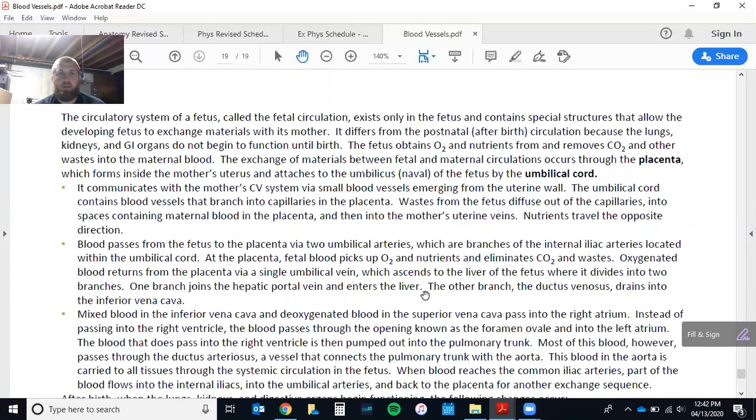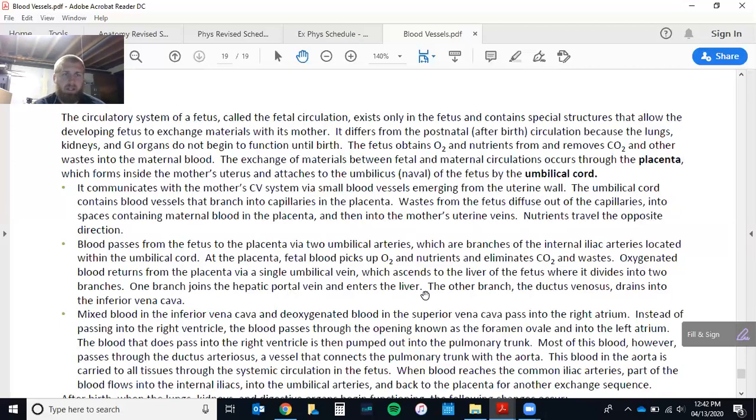This system, the fetal circulation, differs from postnatal or afterbirth circulation because our lungs, kidneys, and our GI organs, so stomach and intestines, do not begin to function until birth. Remember, we're not breathing, we're not eating, we're not doing those things until we get outside of mom. Okay? And that's because we don't need to. As a fetus, we obtain O2 and nutrients and remove CO2 and other waste into maternal blood because of the placenta that exists inside of the womb along with us.